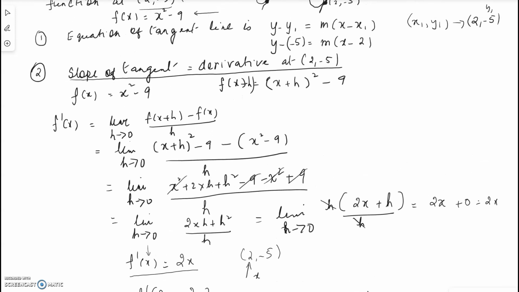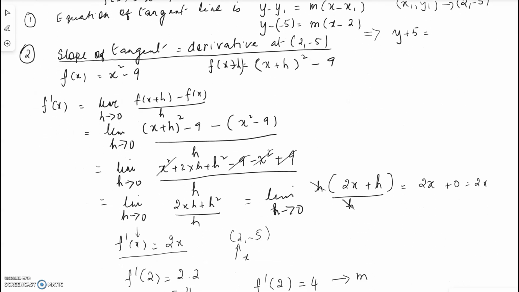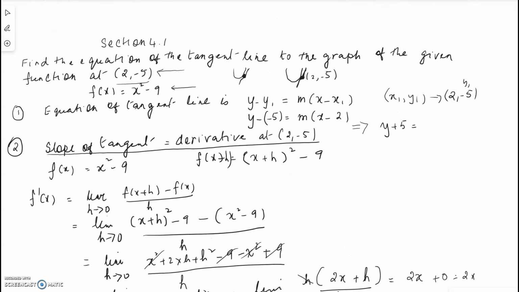Now I go back. Remember, we wrote down the equation of the line. Now we can complete that. So y plus 5 is equal to the slope that we just found, which is 4, times x minus 2. This is the equation of the tangent line drawn to the function f of x equals x squared minus 9 at the point 2 comma negative 5. So this is the point slope form.